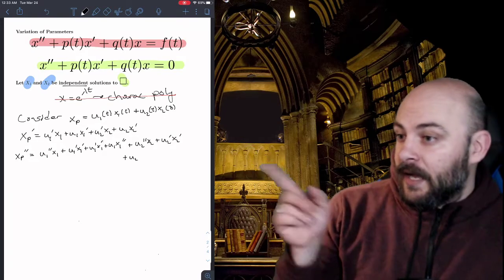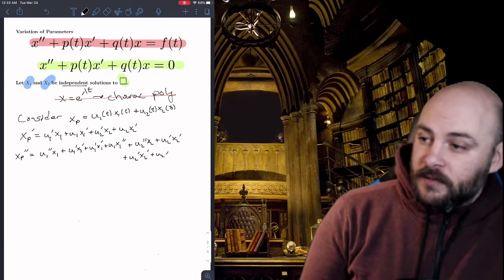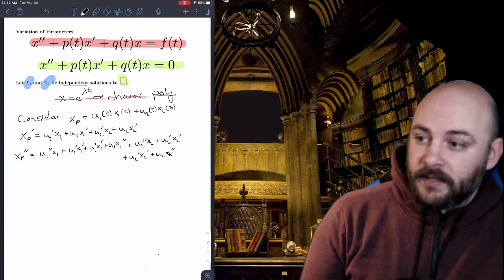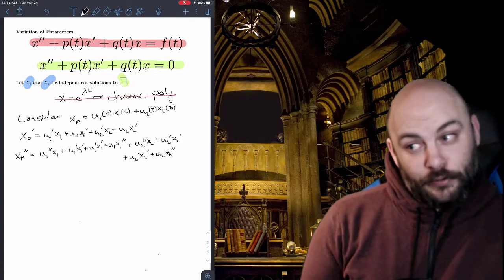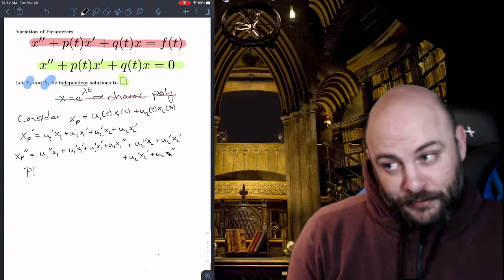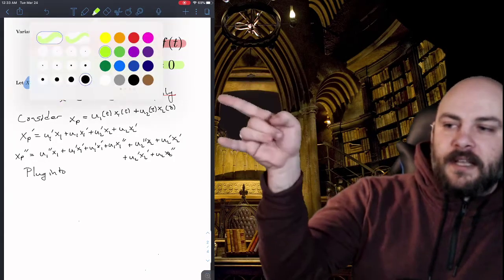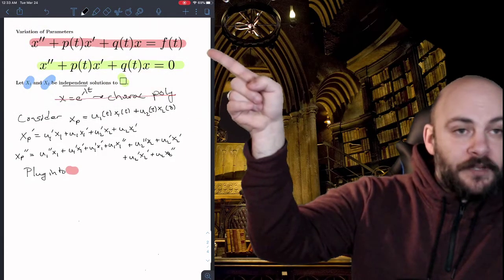Anyway, doing all those derivatives, you get u1 double prime x1 plus u1 prime x1 prime plus u1 prime x1 prime plus u1 x1 double prime plus u2 double prime x2 plus u2 prime x2 prime plus u2 prime x2 prime plus u2 x2 double prime. Take all these expressions right here, and we're going to plug them into the red expression.